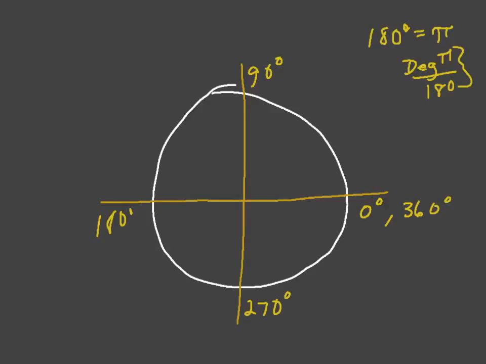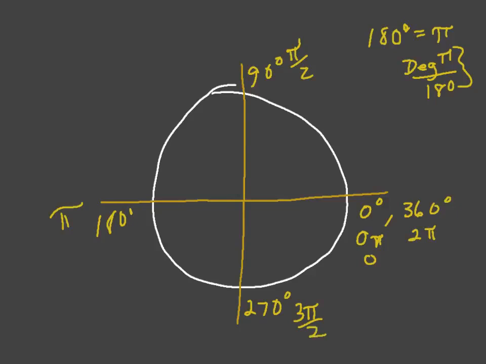So 0 degrees is 0 pi's, which of course is just 0. 360 degrees is 2 pi's, because 180 goes into 360 exactly 2 times. 90 is a half of a pi, 180 is a full pi, and 270 is 3/2 of a pi. So we write it as 3 pi over 2.